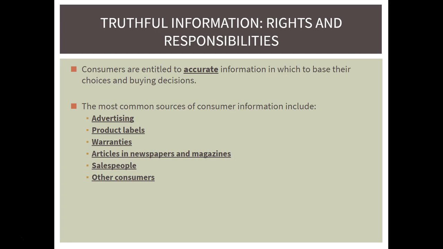Next is truthful information, the right to truthful information. Consumers are entitled to accurate information on which to base their choices and buying decisions. The most common sources for consumer information include advertising, product labels, warranties, articles in newspapers, magazines, salespeople, and other consumers. So we have the right to make sure that information that is provided about a product or a service is true. That is our right.